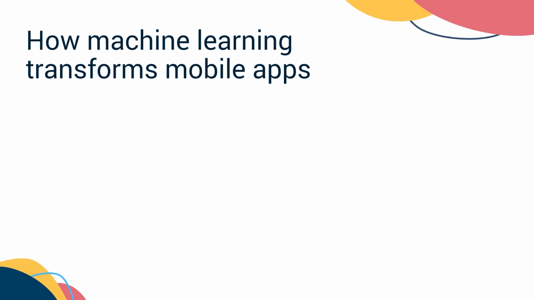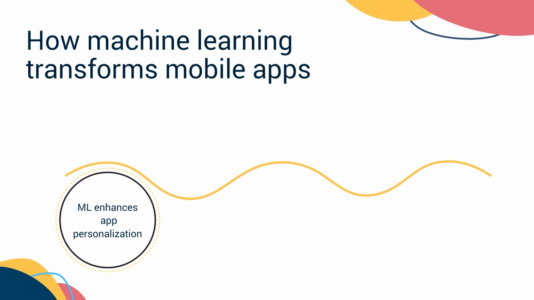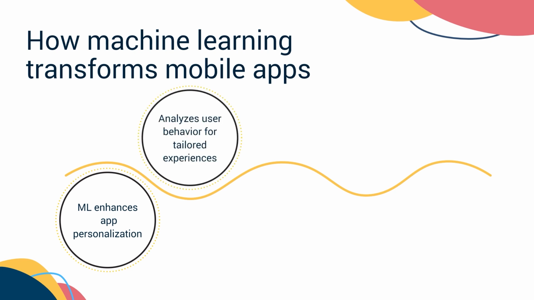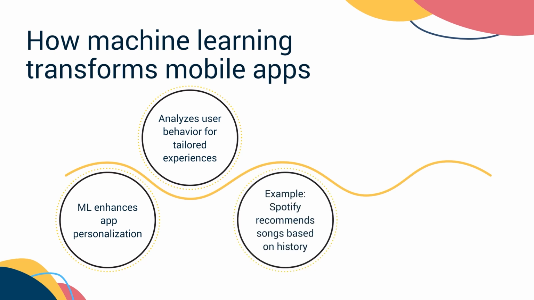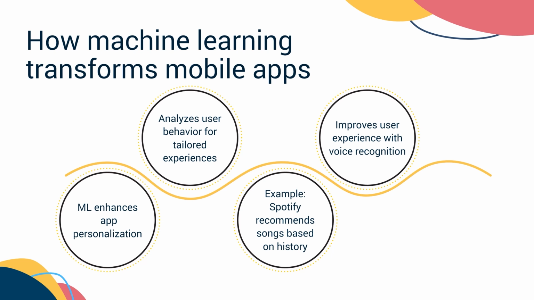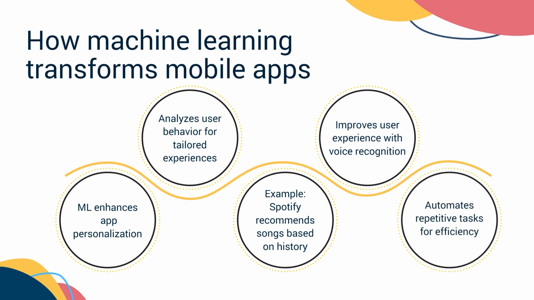Now that we understand what machine learning is, let's explore why it's a game changer for mobile apps. Machine learning can transform apps in several ways. It enhances personalization by analyzing user behavior to create tailored experiences. For example, Spotify recommends songs based on your listening history. It also improves user experience through features such as voice recognition, as seen with Siri or Google Assistant. Additionally, machine learning automates repetitive tasks, making apps more efficient. Consider autocorrect in messaging apps, which adapts to your typing style over time.